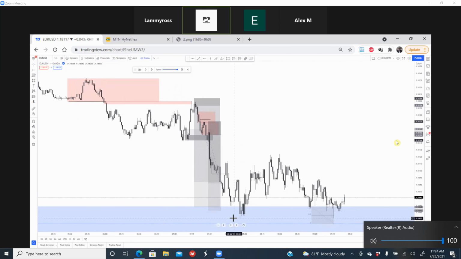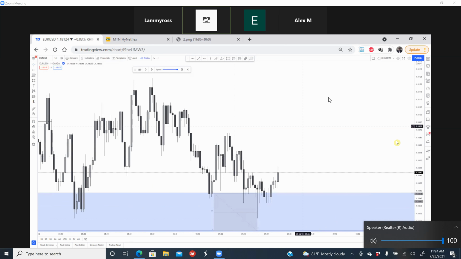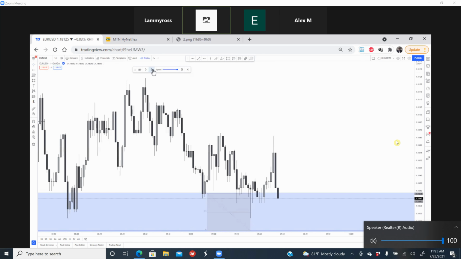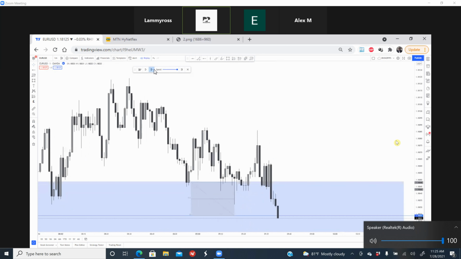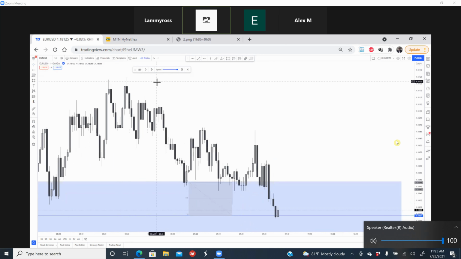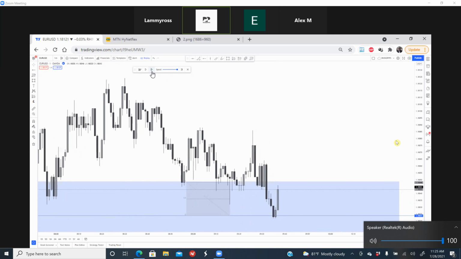Not yet. We created an equal low, so that is telling me that this equal low we still need to take out. Price might just move up a bit and come back to take it out. Once it is taken out, then we'll look for our trade opportunity. Oh, it's going up. I thought it was going up. All right, here we go. The price is here now.